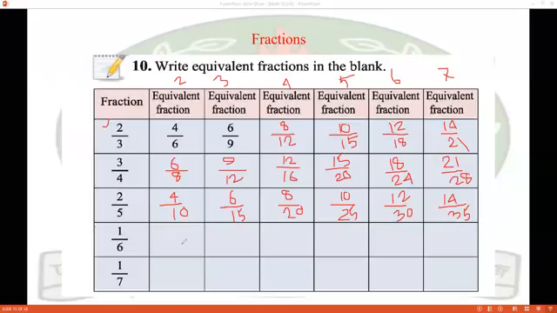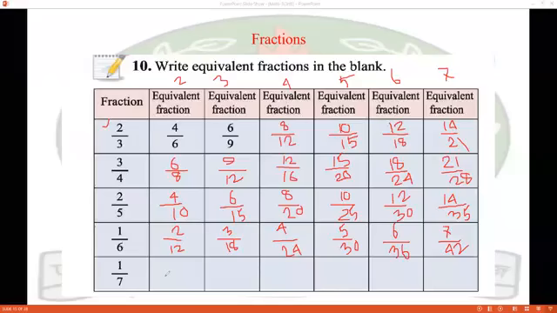Here we write 2 by 12. Here we write 3 by 18. Here we write 4 by 24. Here we write 5 by 30. Here we write 6 by 36. Here we write 7 by 42 by the multiplication processes.